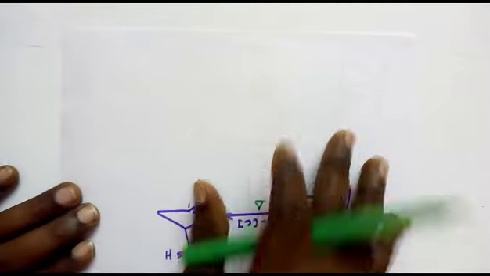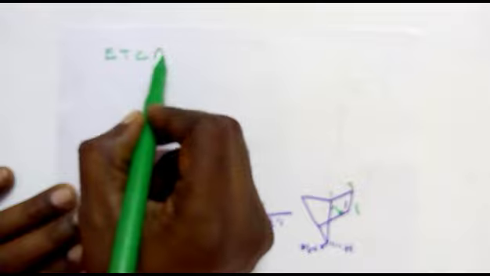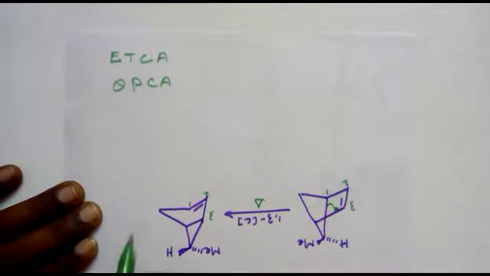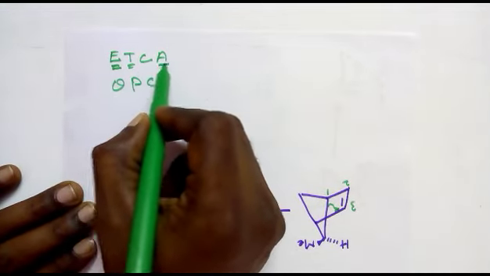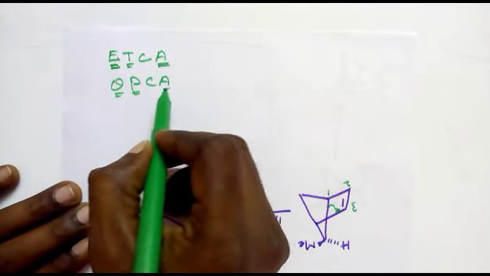Look at this. It is this one. ETKA, OPKA. Okay, ETKA OPKA. That means even thermal, con rotation, antarafacial. Odd photochemical, con rotation, antarafacial.